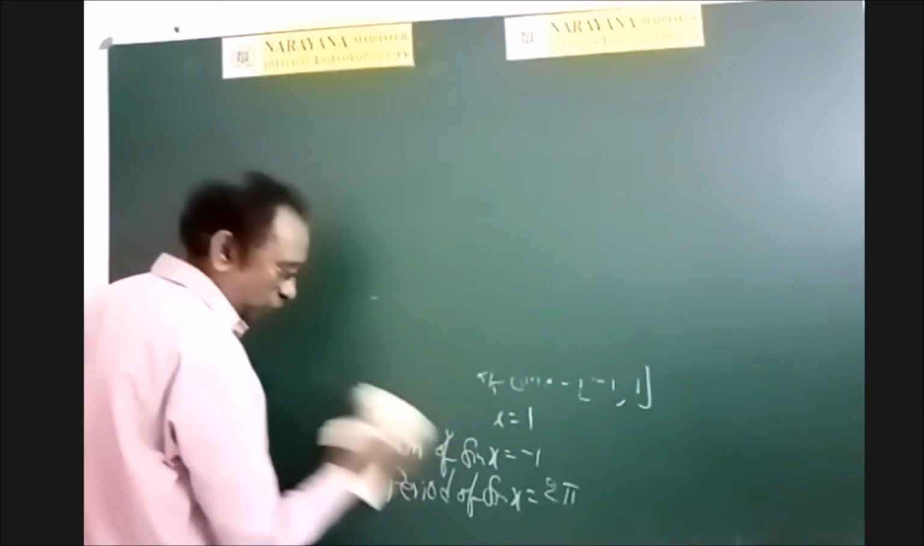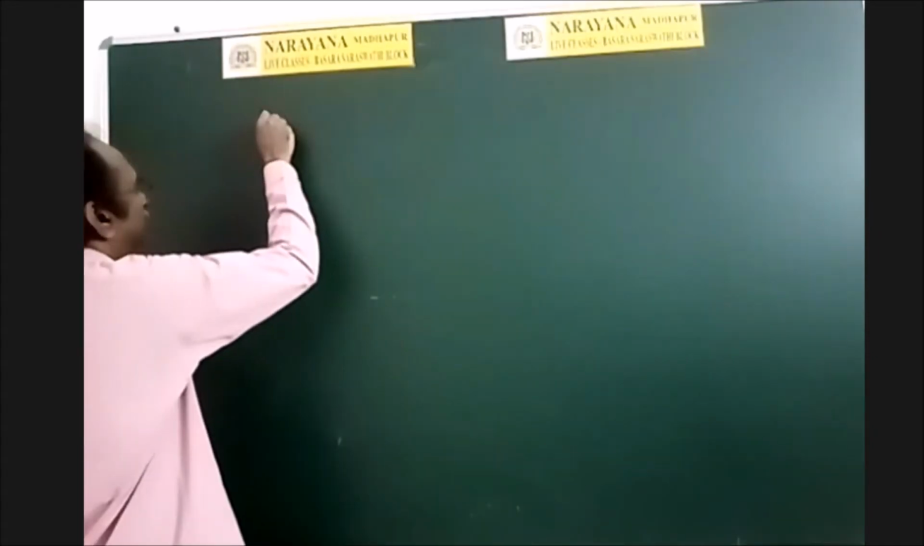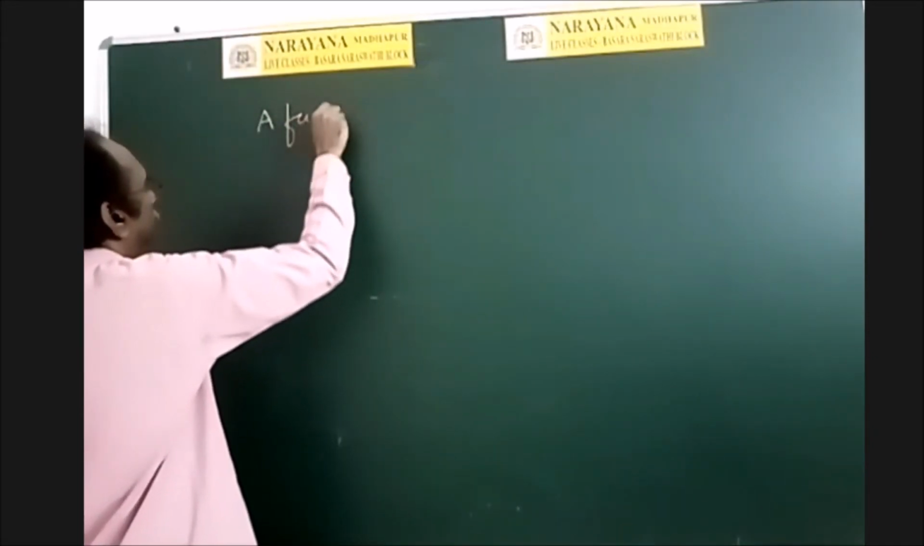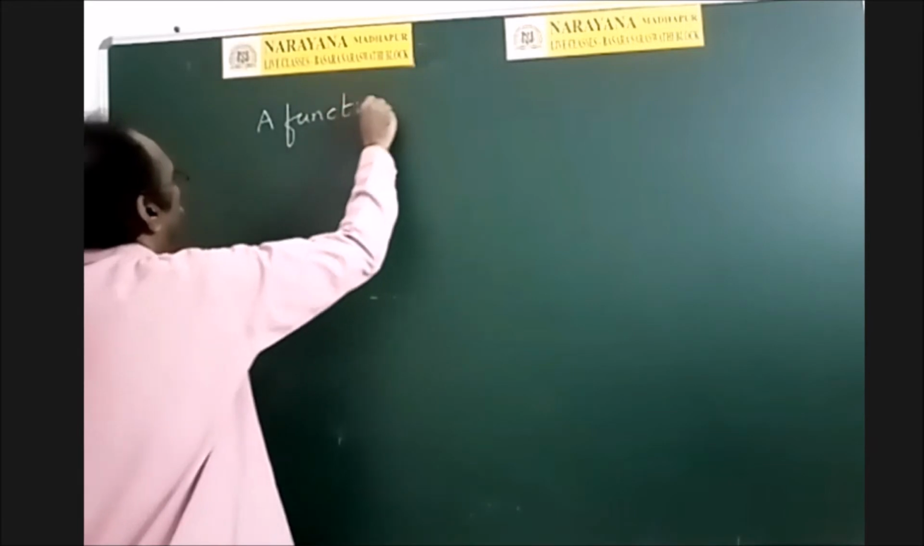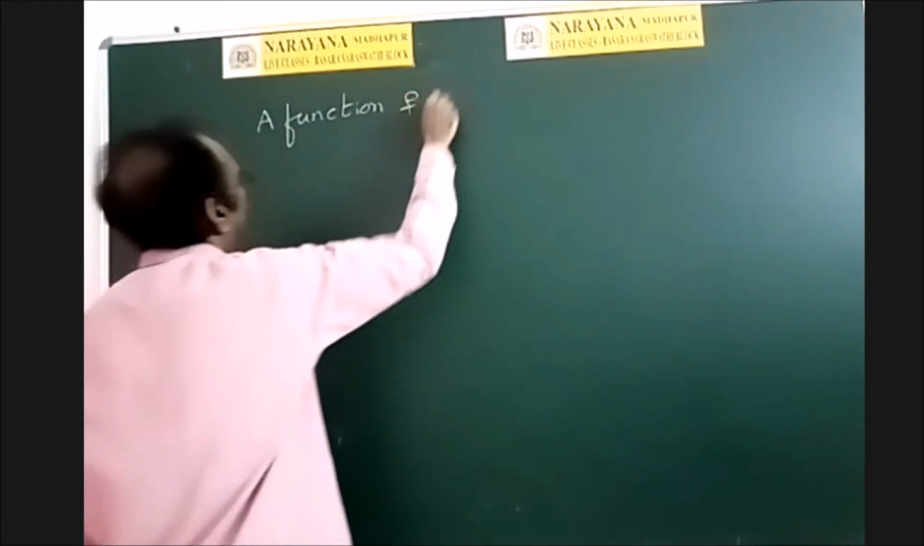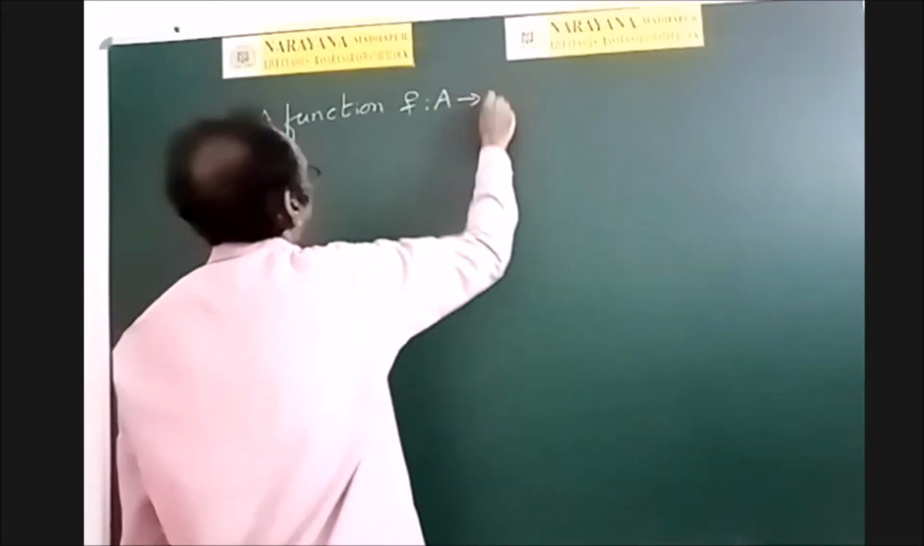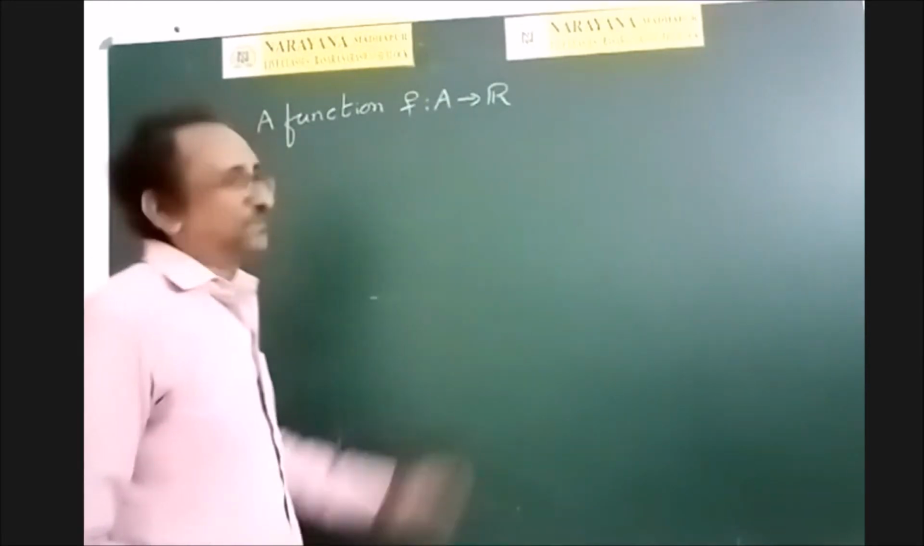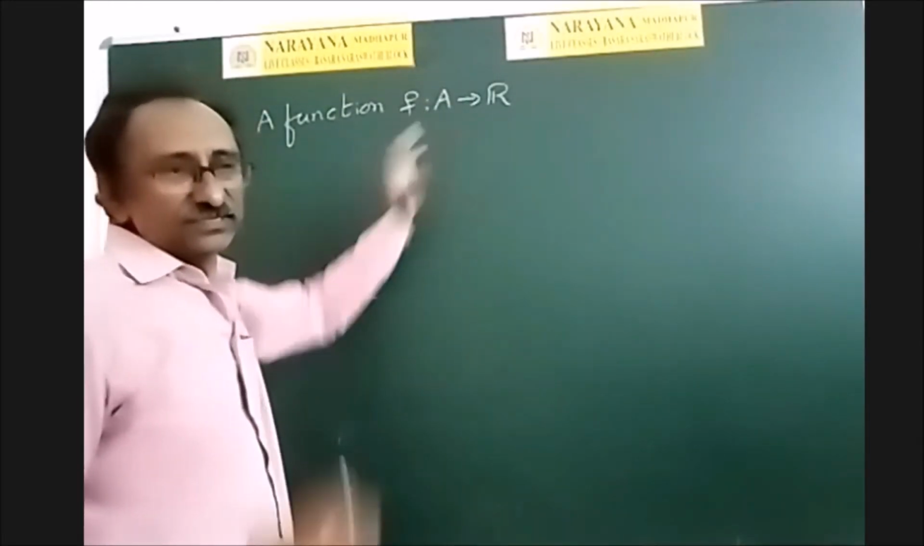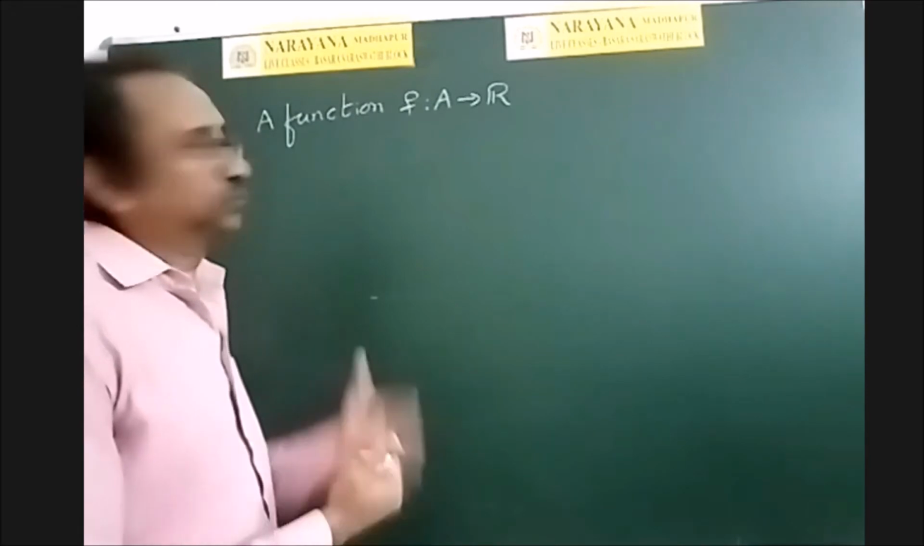And now, what is the definition of periodic function? When a function is called a periodic function, write the definition. A function f from capital A to capital R. Capital A means domain. Domain means set of all inputs we are giving to the function.